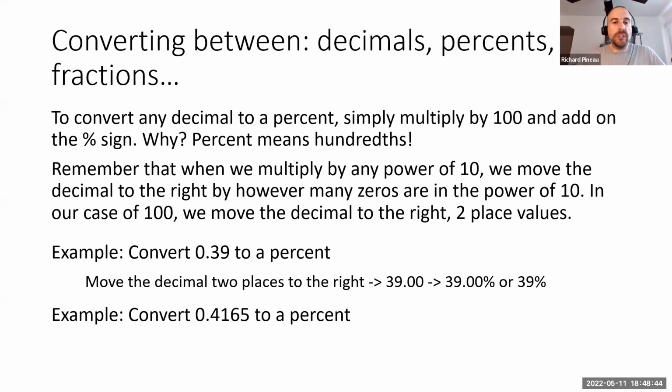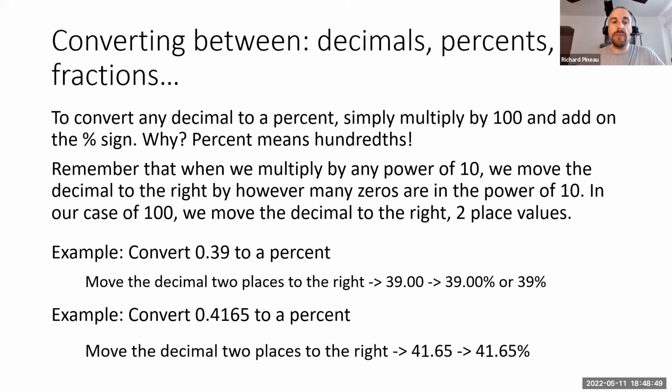Okay, what happens with 0.4165 to a percent? Well, we proceed the same way. We move the decimal 2 places to the right. So that would give us 41.65. We throw the percent sign on. So we get 41.65%. Okay, no big deal. We can have a fraction of a percentage, perfectly fine.